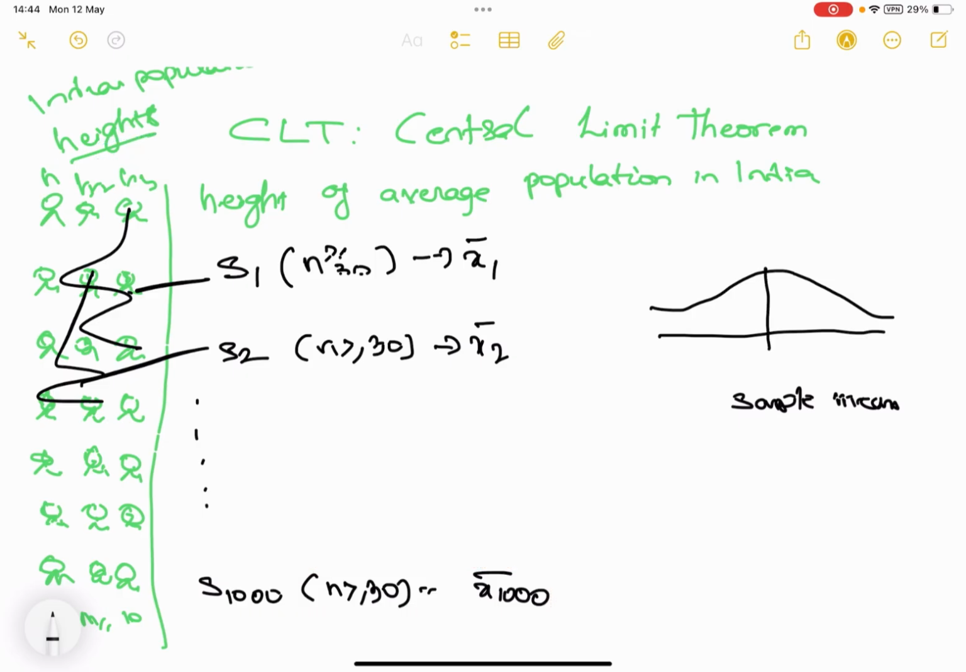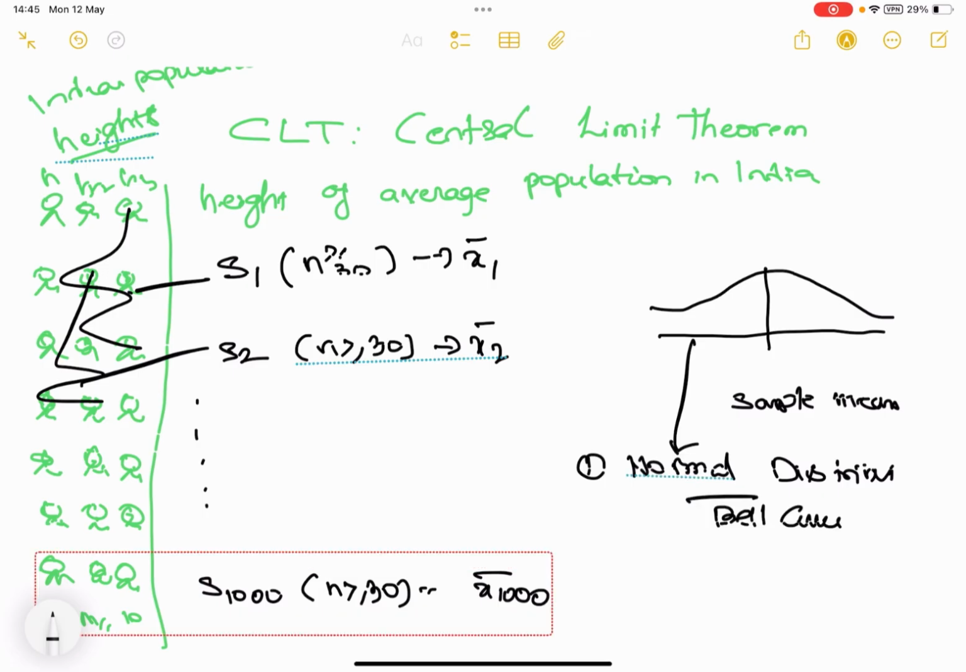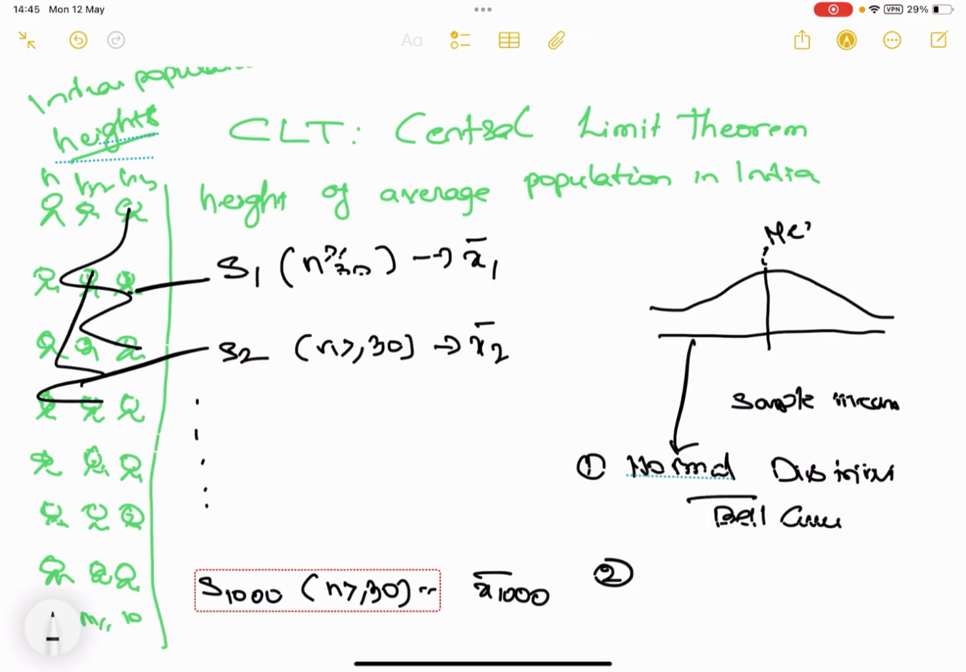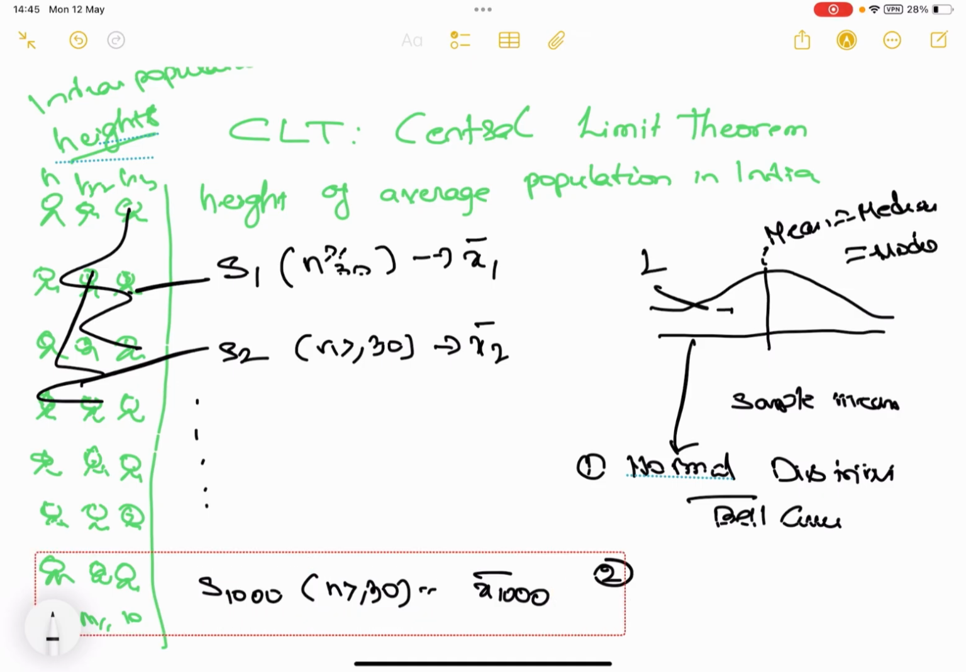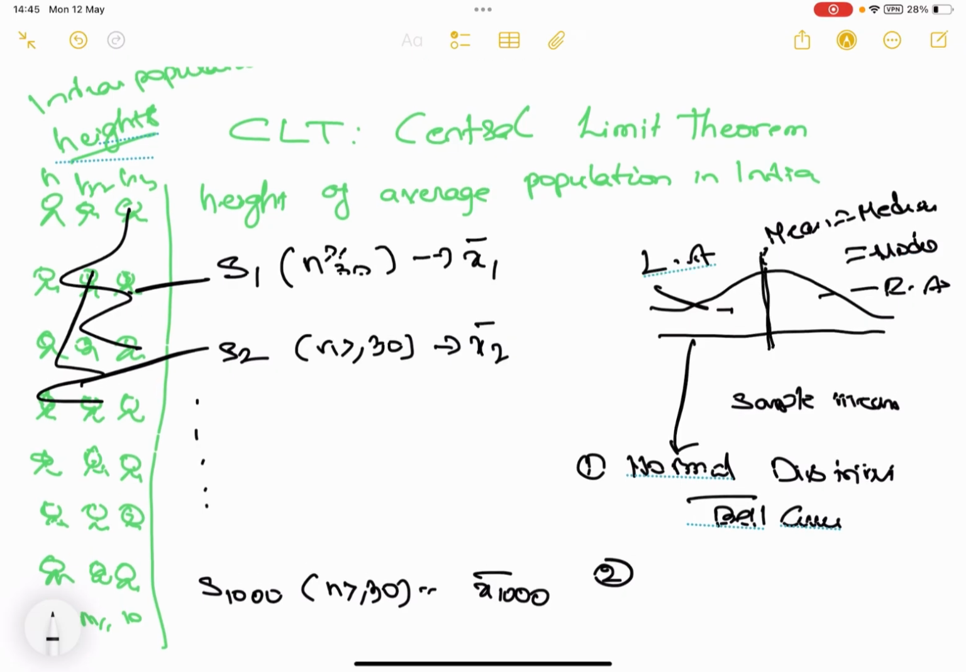What I get is a normal distribution. So this will be the normal distribution, a typical bell curve. For the normal distribution, mean equals median equals mode, and left area equals right area. It is split in half at the mean, median, mode. This x bar, the mean of all means, is x bar equal to mu.